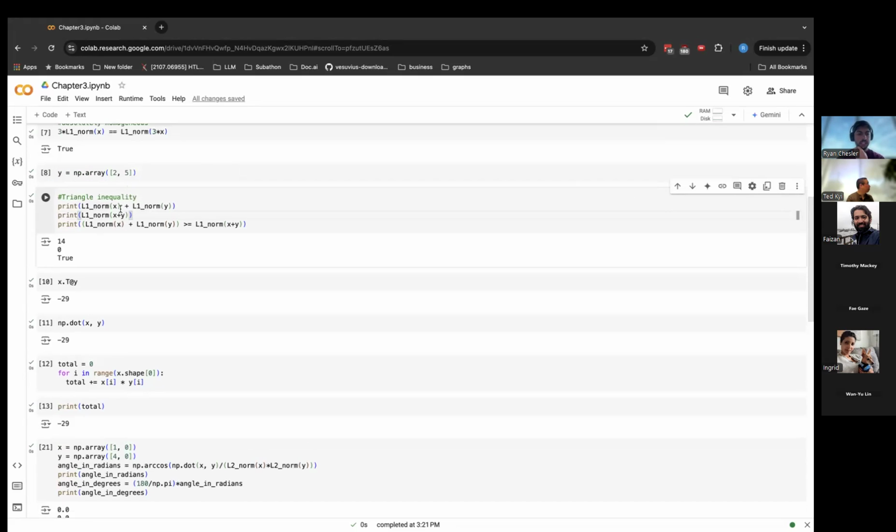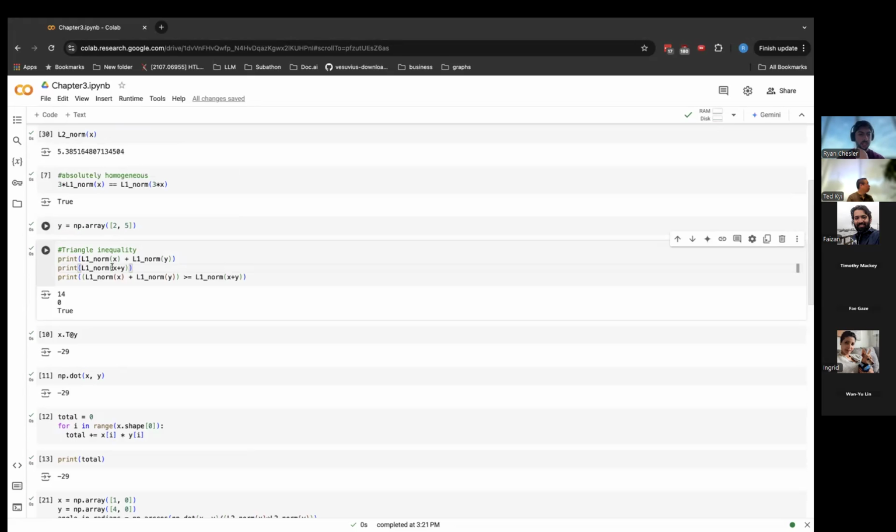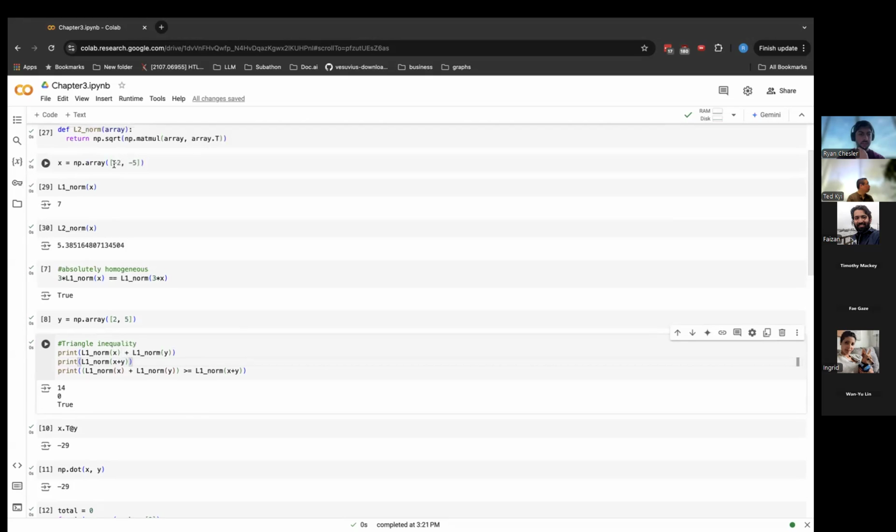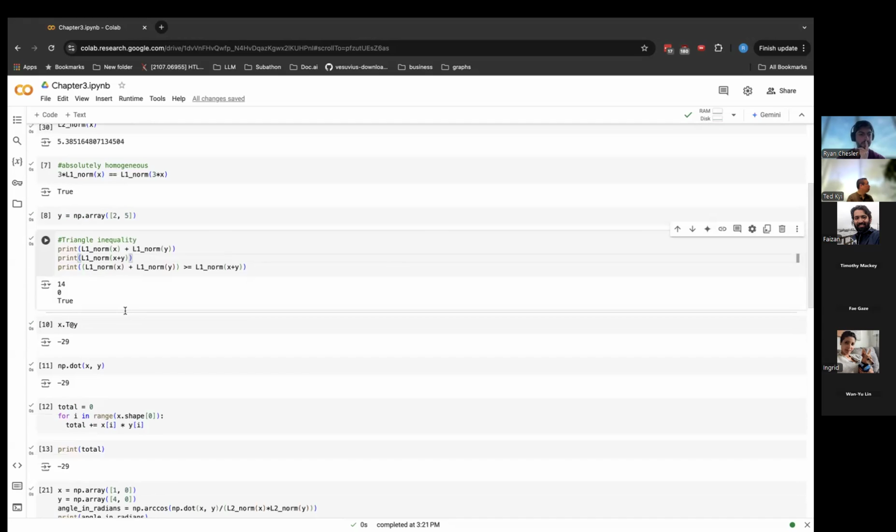So we can say, look at the L1 norm of the vector x individually and L1 norm of y individually and add them together. And that gives you 14. But then if I look at the L1 norm of x and y together, I add them. And so these actually cancel out. So then add these together, this becomes 0, 0. The L1 norm of 0 is 0. And so it turns out that the length of both of them added together is greater than the length of the vectors added together and then measuring the norm.